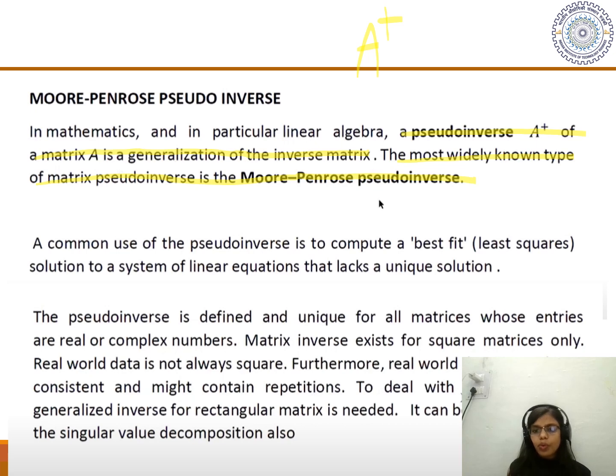Matrix inverse exists only for square matrices, right? But as we discussed before, real world data is not always square. Furthermore, real world data is not always consistent either. So to deal with this real world data, we generalize inverse for rectangular matrices. One of the ways we can find a pseudo-inverse also includes singular value decomposition, which we are going to see further.